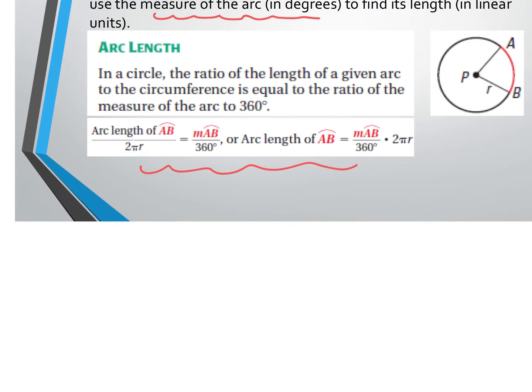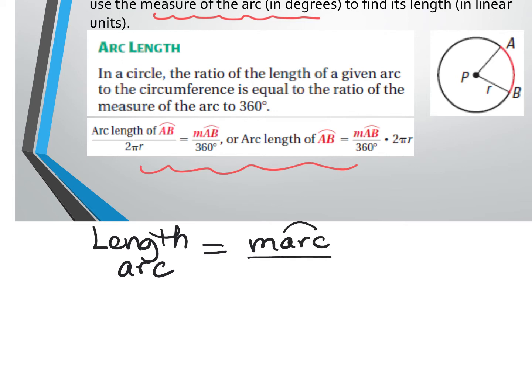So again, we're going to memorize it as length of the arc, and it's either going to be the measure of the arc, and this is in degrees, always divided by the full circle, which is 360 degrees, and then we're going to multiply that by the circumference.